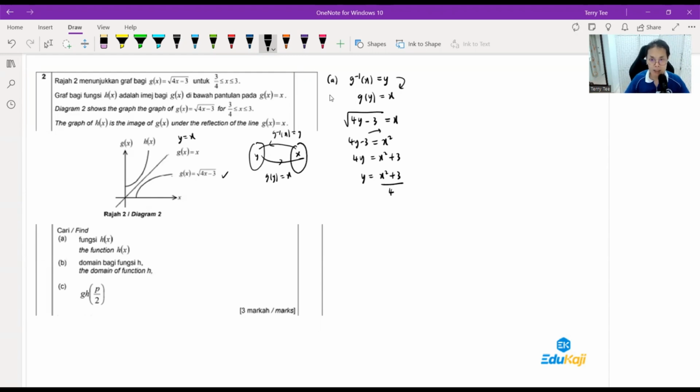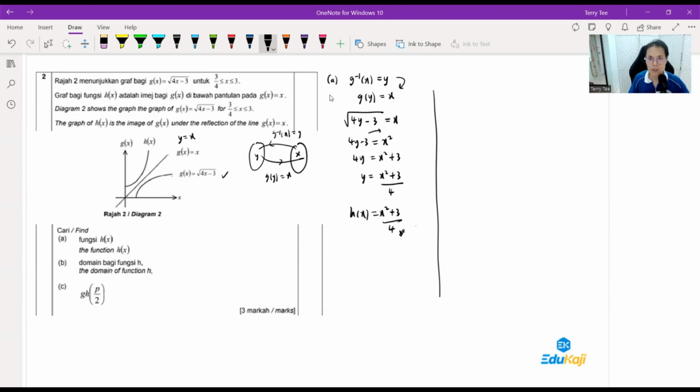And your Y is your G inverse, right? Which is actually your H(X), okay? Your H(X) is the G inverse. So I think I'll just write H(X) straight away. It is (X squared plus 3) over 4. All right. Then you're supposed to find the domain of the function H.